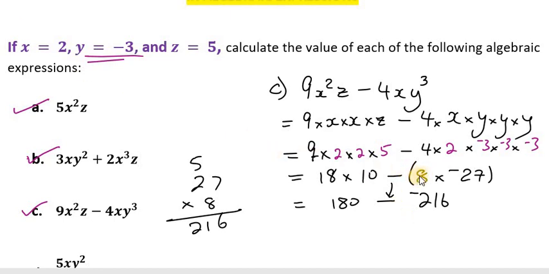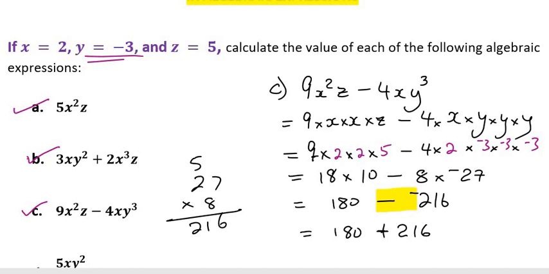Okay, so remember, we're treating this as a positive 8. So we're subtracting the product of 8 and negative 27. What's the product of 8 and negative 27? That's negative 216. So we're subtracting negative 216. Hope that is clear. And then, once we have these two signs next to each other, we can treat this as what? 180. Subtract negative is plus. Remember that? We subtract negative, that's positive. So that's going to be 180 plus 216.